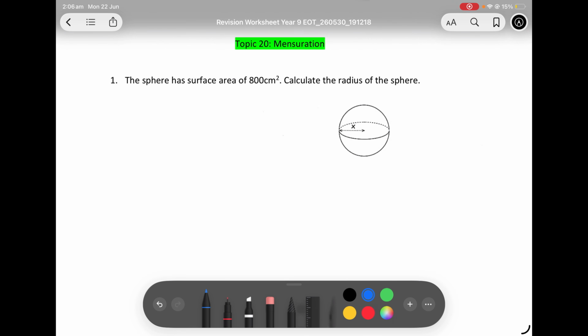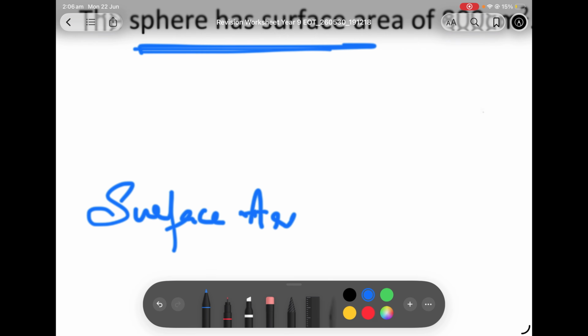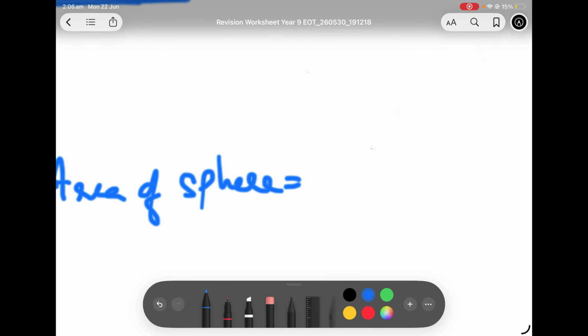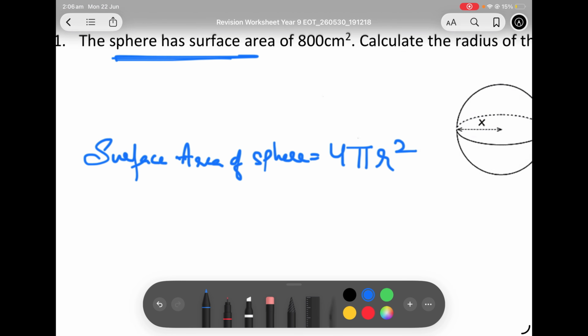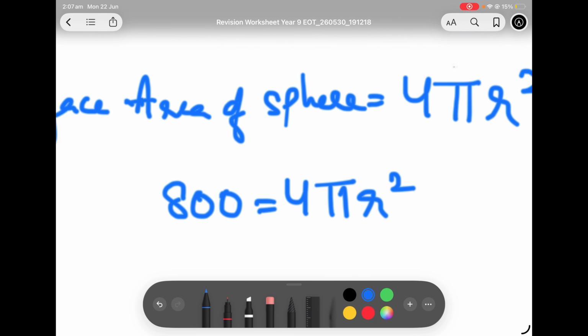Let's go. So what is the formula for the surface area of a sphere? Okay, this sphere has a surface area. So surface area of sphere is equal to 4 pi r square. It is already given to me as 800. 800 is equal to 4 pi r square.